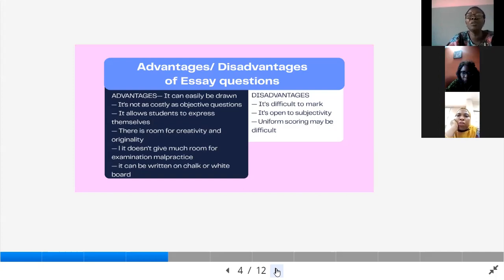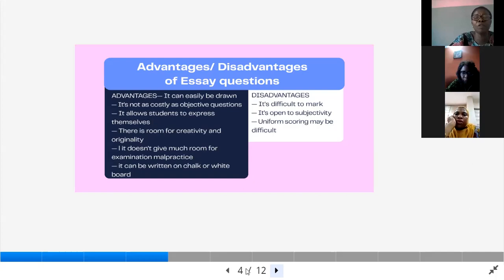essay question. And also, another disadvantage is that it is open and very subjective. You see, because you must write and write and write. If you like, give me an assignment of writing 10 pages, I must read what you have written. That means it is subjective. Another disadvantage of it is that uniform scoring may be difficult. If I want to score the way I scored Vanessa and the way I scored the other person, it's a difficult thing.